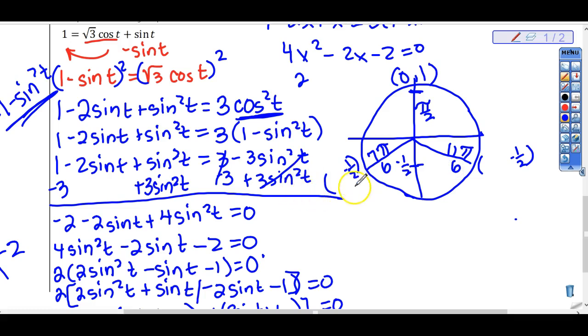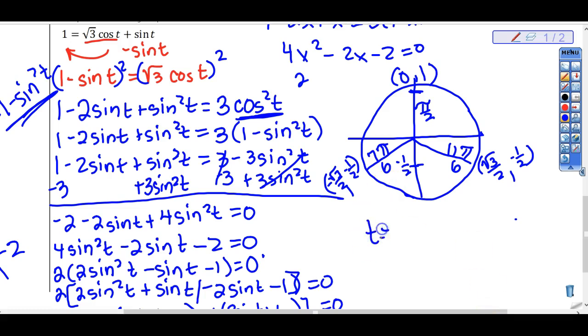So what are our cosines? Because I do have to know them when I'm checking my answers. What's the cosine of a 30-degree angle? Square root of 3 over 2, right? So this is negative square root of 3 over 2 because I'm on the left side of the x-axis, and over here positive square root of 3 over 2. Okay, so there we have it.